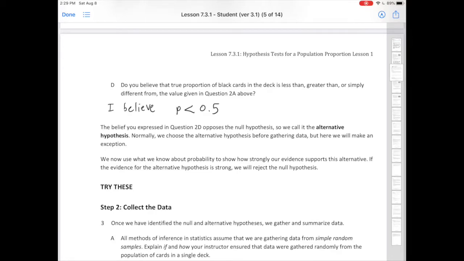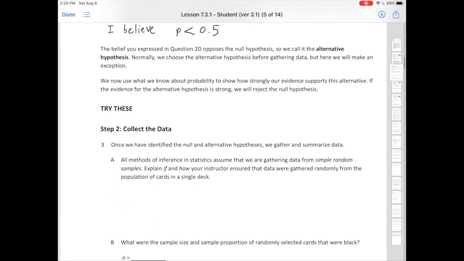Normally, we choose the alternative hypothesis before gathering data, okay? However, we're making an exception here just to teach the concept. We now use what we know about probability to show how strongly our evidence supports this alternative. If the evidence for the alternative hypothesis is strong, we will reject the null hypothesis, okay? In other words, what we want to make sure of is that the probability that we are wrong is really, really low. And if that's the case, then we're going to make our decision.